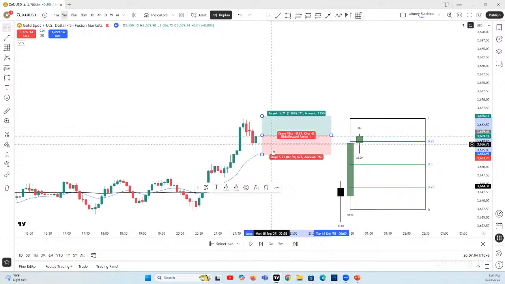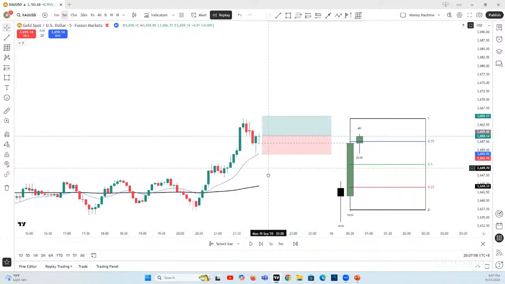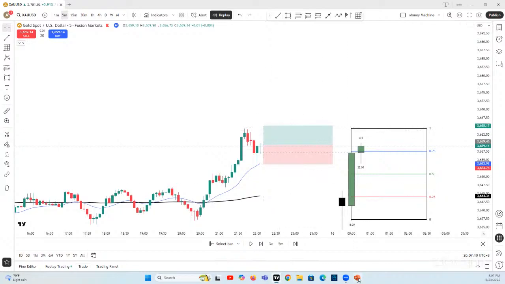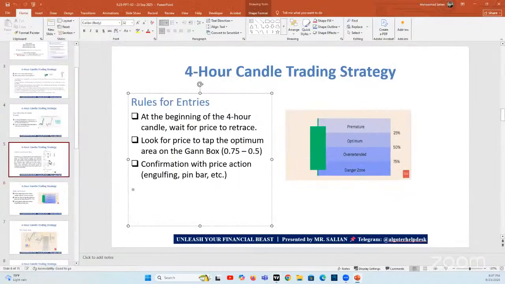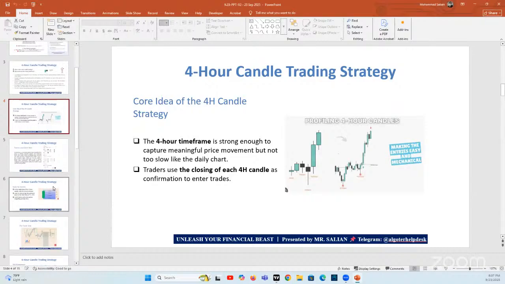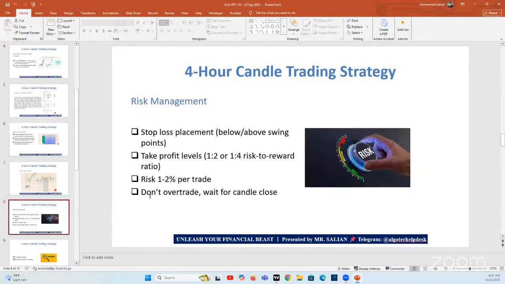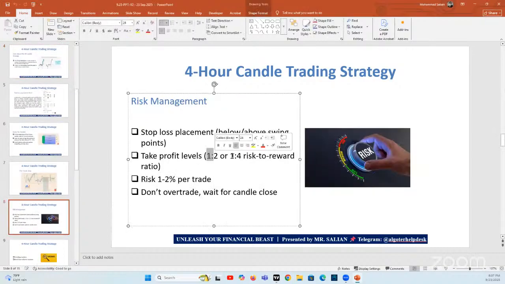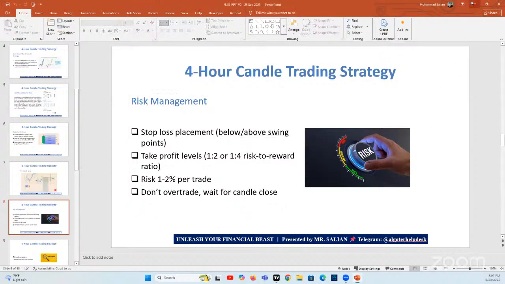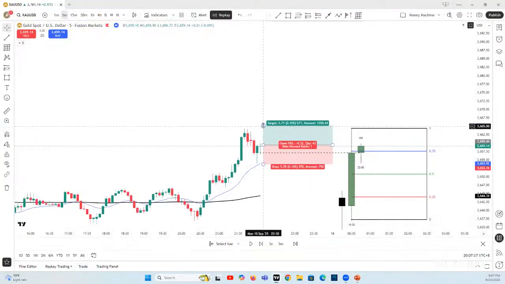You will enter there, and the stop loss just below that swing there. And what? Target. What is that? 1:2 or 1:4. This is the least you can do. But it's all up to you. It's your trade. You can play with this.